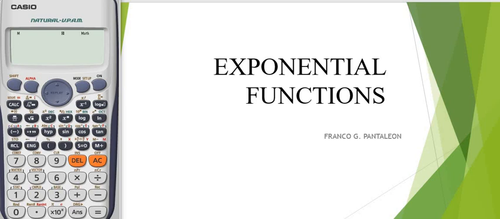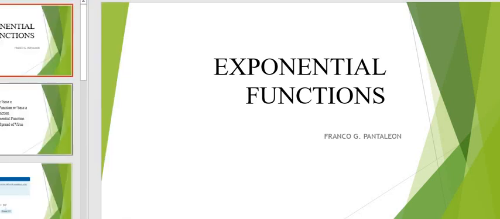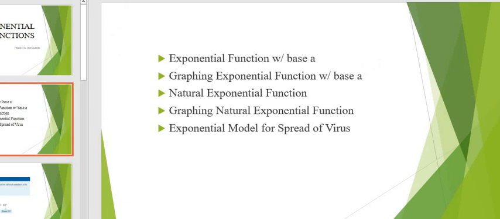In this video, we will take up exponential functions. We'll be taking up exponential function with base a and graphing exponential function with base a, and natural exponential function and graphing of the natural exponential function, and creating an exponential model for spread of virus.